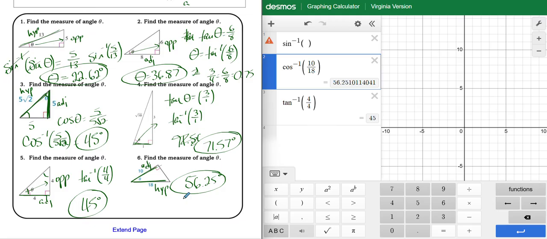So trig functions, when we're using just the straightforward trig functions and we're given the angle, we're using those to find side lengths. Inverse trig functions are used to find angle measurements.